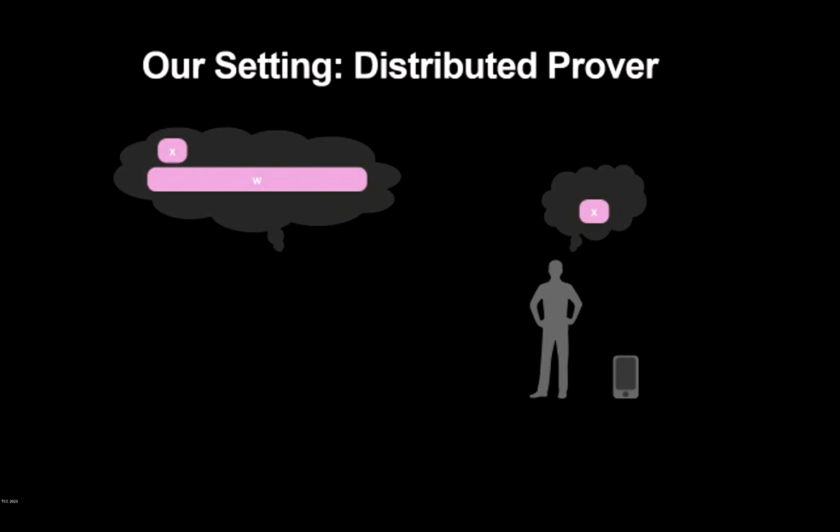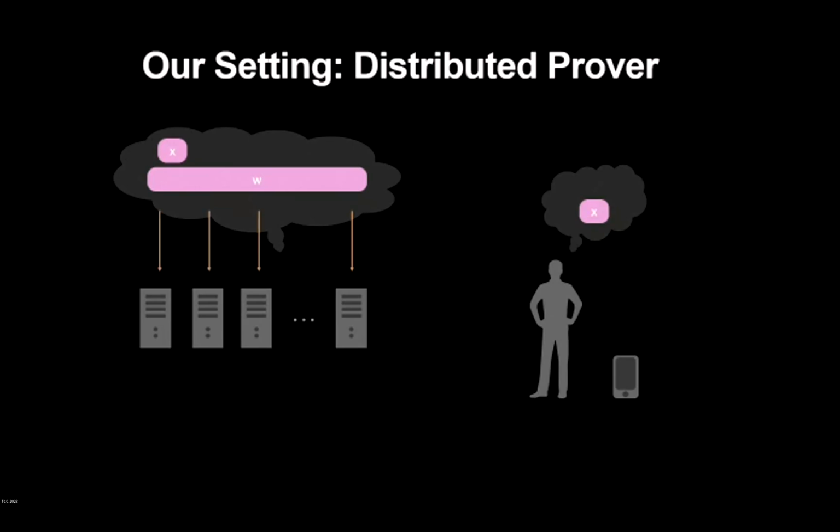So like I was saying before, our specific setting that we want to study is a setting where we have a distributed prover. So what I mean by that is, let's say that the witness is extremely large. Let's say that it's so large that it can't fit on the local storage of any one machine. You can imagine, like, let's say that Google wants to prove some statement about the entire search index, or OpenAI wants to prove something about the entire training set that was used for ChatGPT. So in this setting, the witness has to be broken up among many machines.